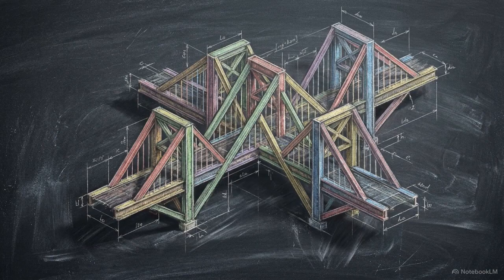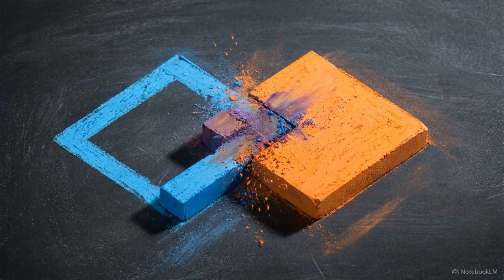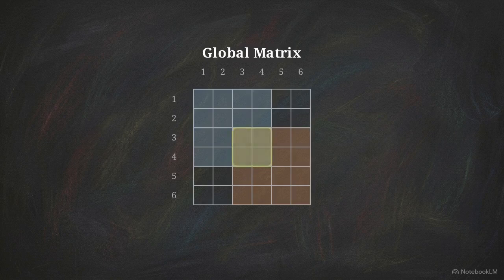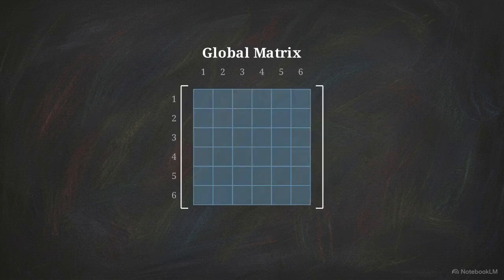Because real engineering structures consist of interconnected spans, the single element model cannot account for the continuity found in real-world analysis. To bridge the gap between a single piece and a whole structure, we require assembly, the mathematical process of translating isolated element equations into a single, unified global system.